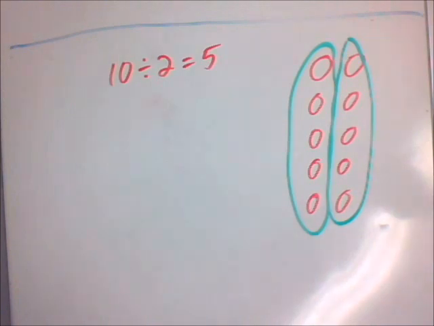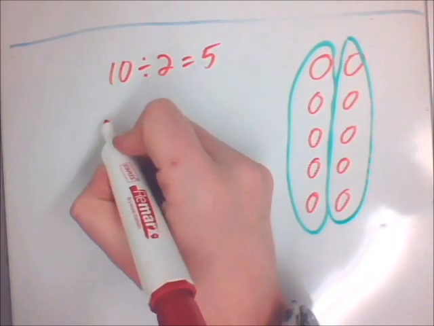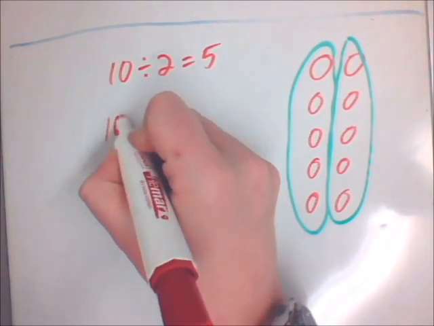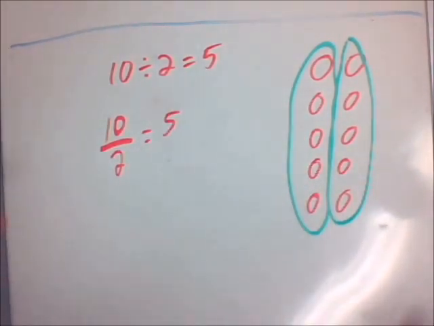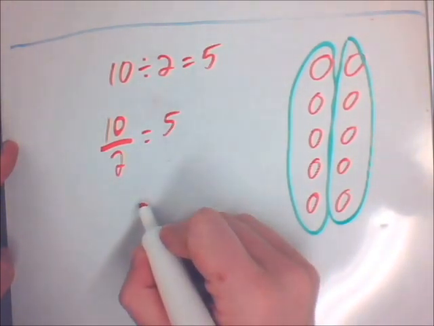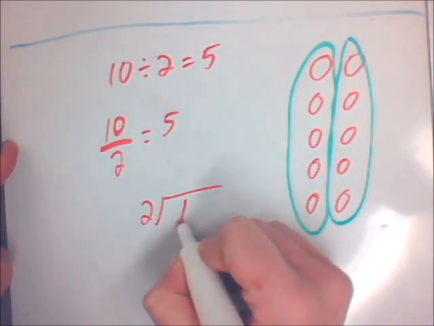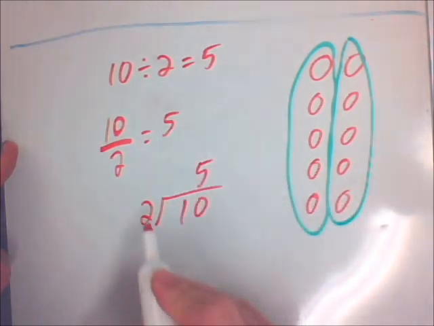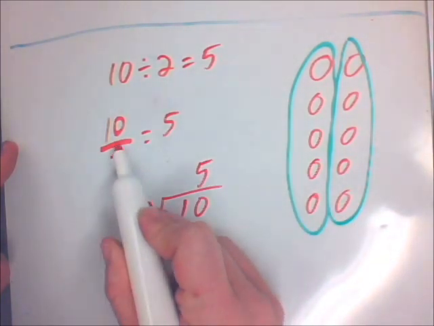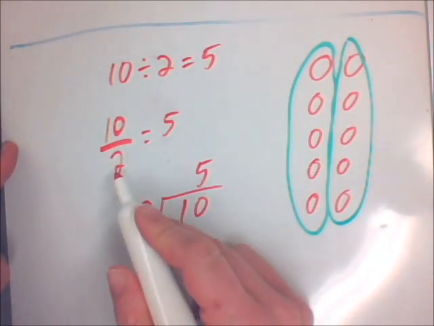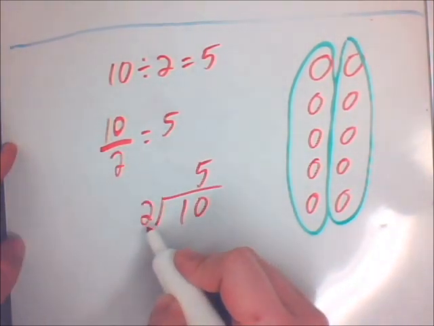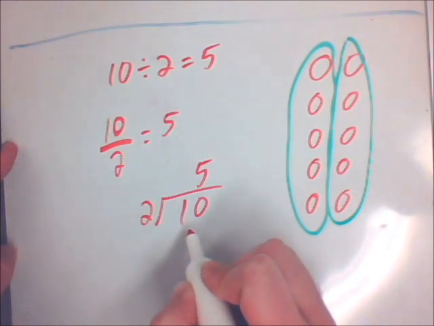We can write that this way. 10 divided by 2 equals 5. Or if we want to look at it in the way that helps us do long division, we look at it like this. We know that in fractions, the 2 has worn the hat here. So when we do long division, the 2 already had its chance to wear the hat, so the 2 gets to go outside and the 10 has to wear the hat.